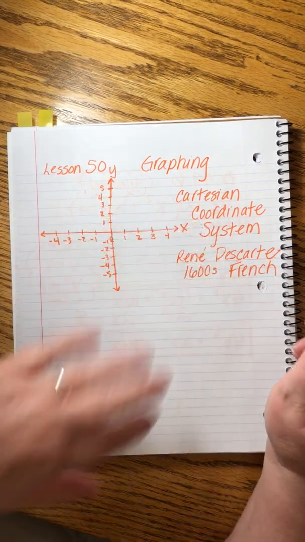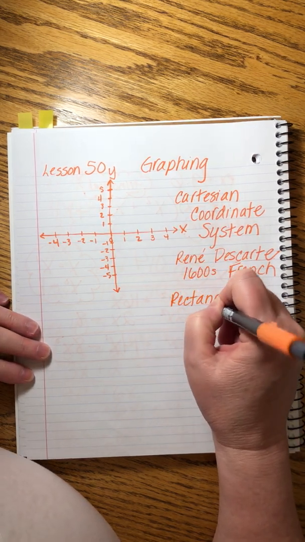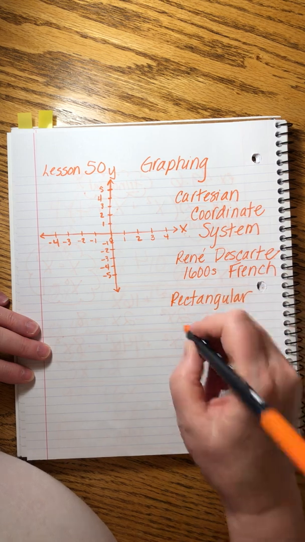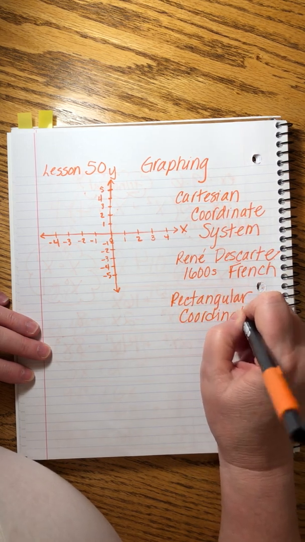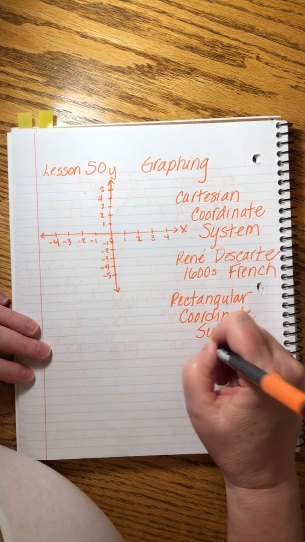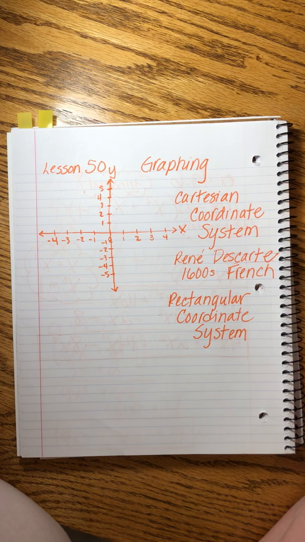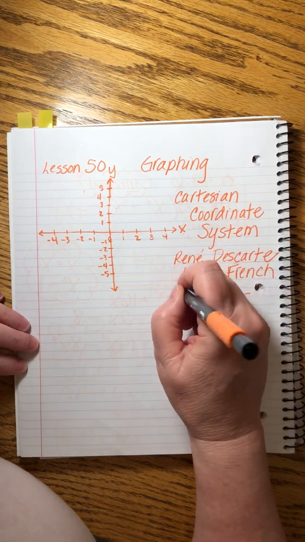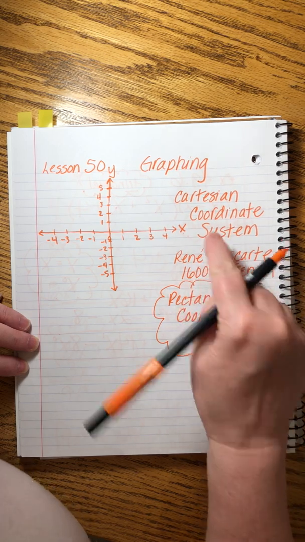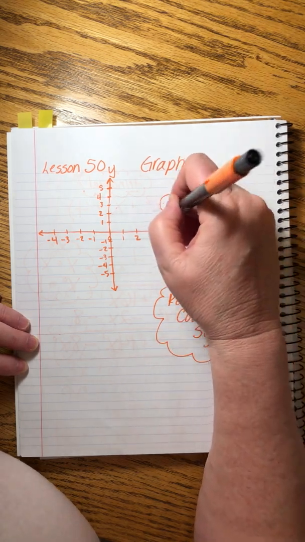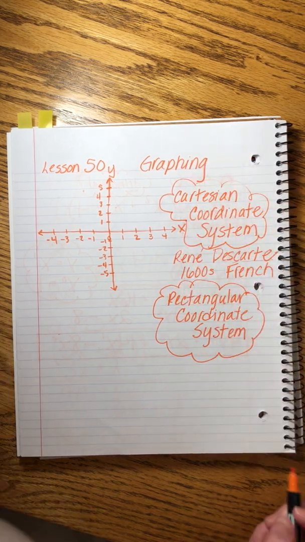And it's referred to by that name, but it's also called a rectangular coordinate system. And that describes the process we use for graphing points on it. Okay, so two names, and they do kind of emphasize different things. This one emphasizes who made it, and the other name emphasizes how you use it.